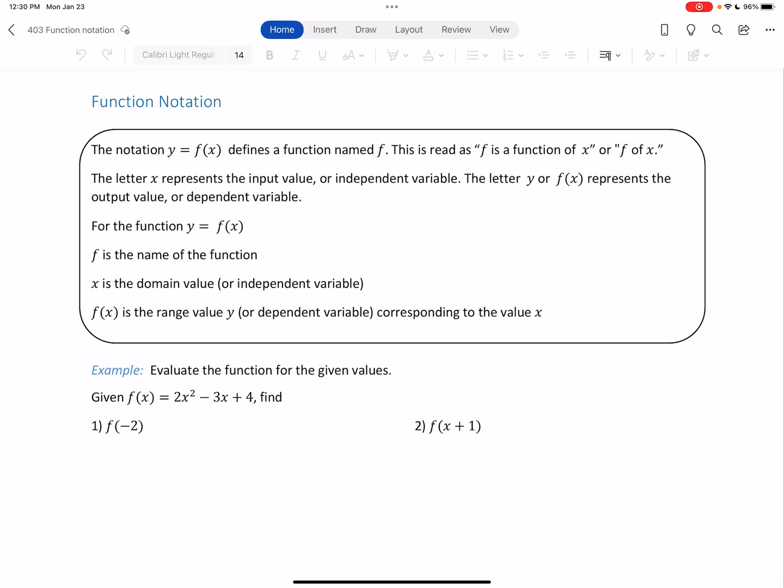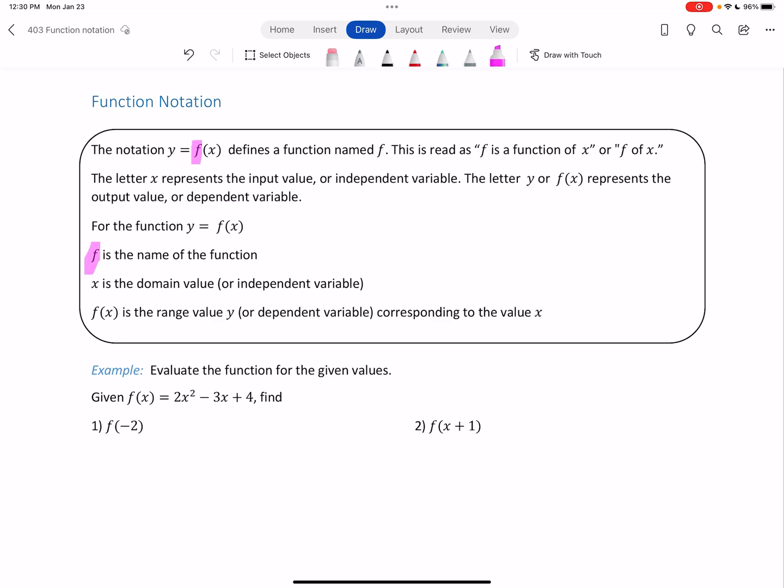So now that we know what makes a function, let's talk about some notation that we use and do some examples. So this is the notation we're going to use, y equals f of x. That's function notation, and we read it as f is a function of x, or f of x. Okay, so f is just the name of the function. Right here, f, the name of the function.